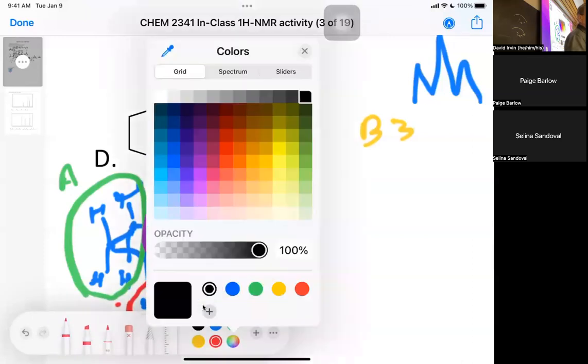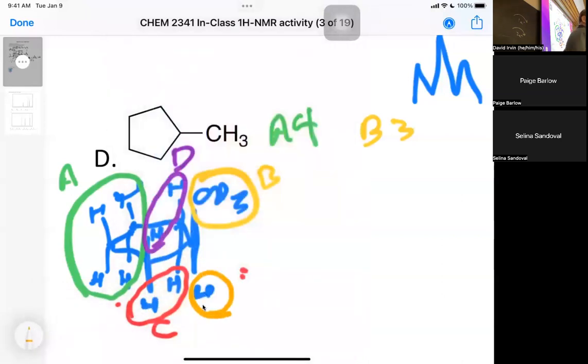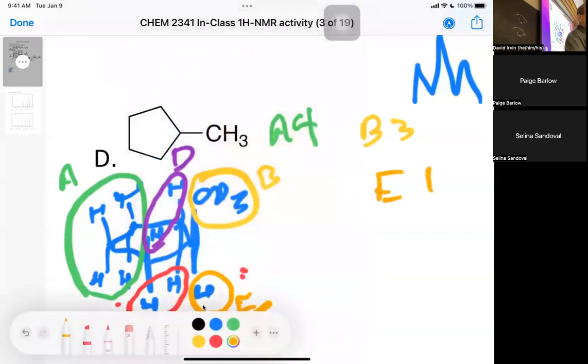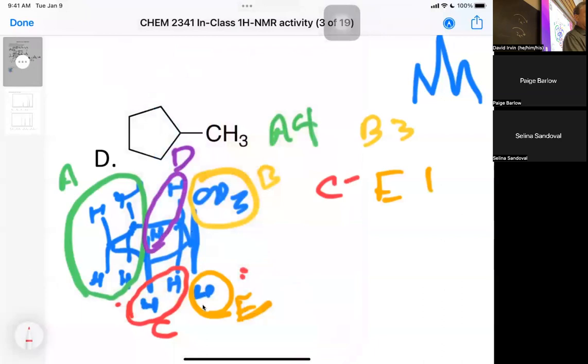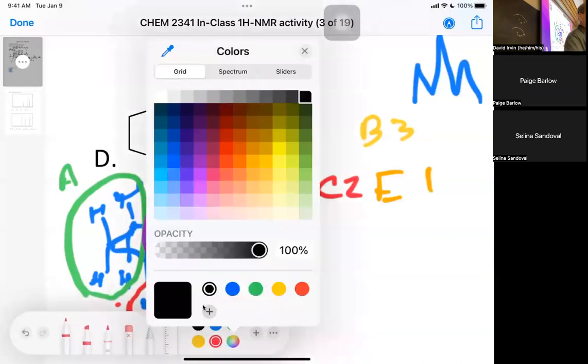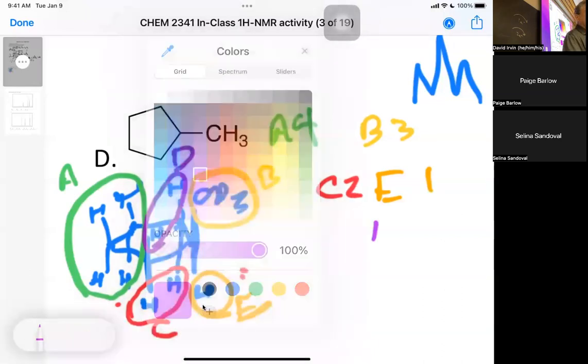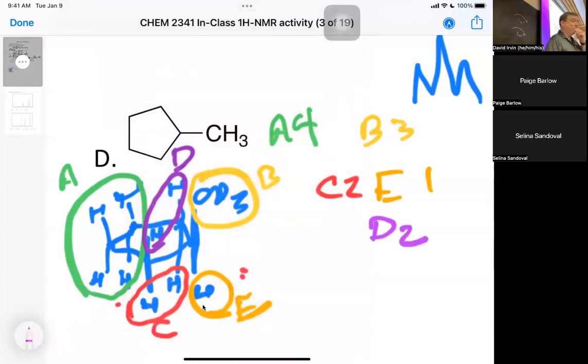Let's do it in orange. Right here. That hydrogen by itself is its own signal. We're going to call that E. So E has 1 hydrogen on it. C has 2 hydrogens on it. D has 2 hydrogens on it.